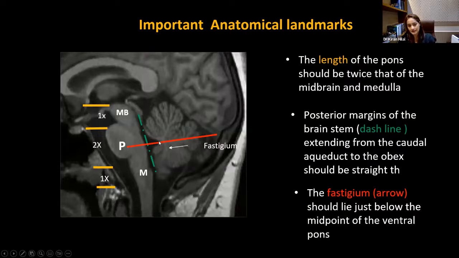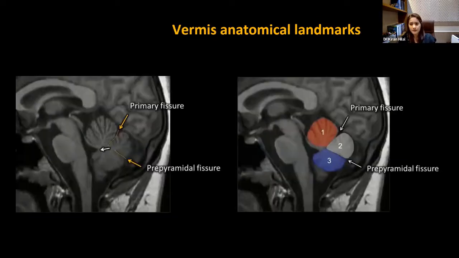Last but not least, the fastigium, the triangular part. If you draw a straight line through the pointed portion of the fastigium, always remember it should pass below the midpoint of the pons. If the fastigium is high, always suspect a brainstem abnormality. So now the fourth ventricle, brainstem, and tentorium are done.